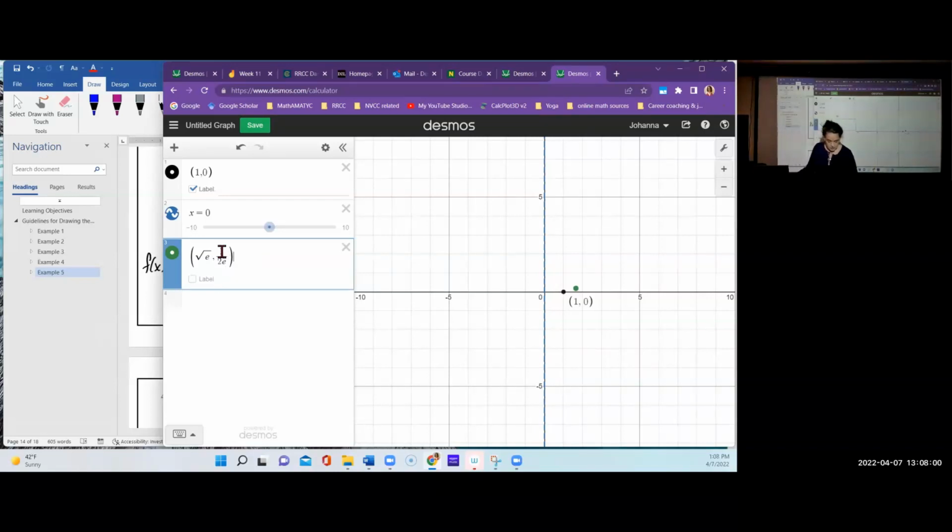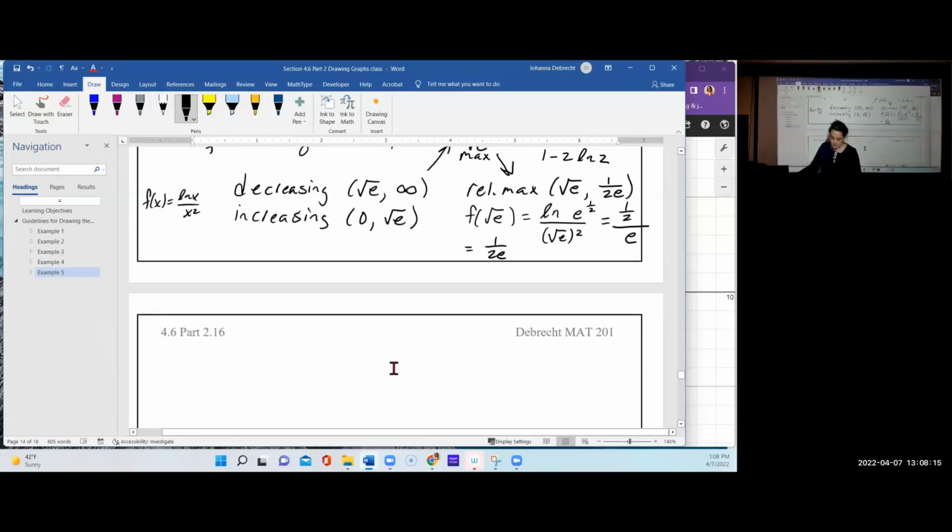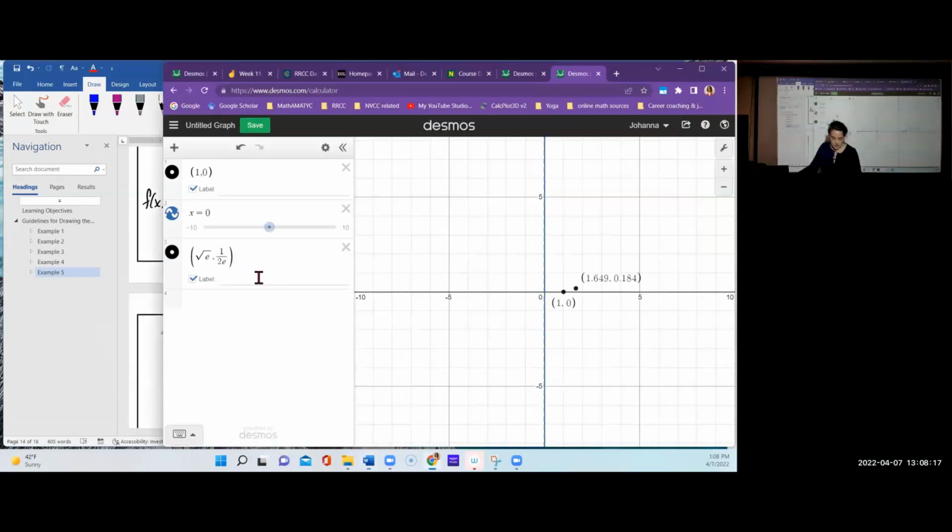Close that up. So we have an ordered pair, and we're going to label it, and we're going to turn it black. So this is a relative maximum right there on our graph. All right. Okay. And we can actually change the label.